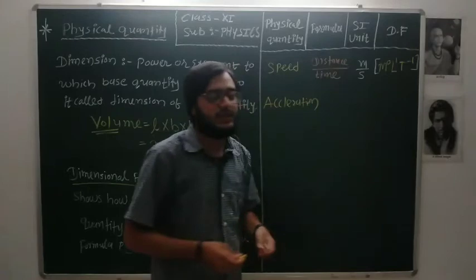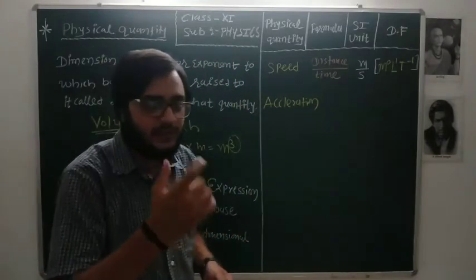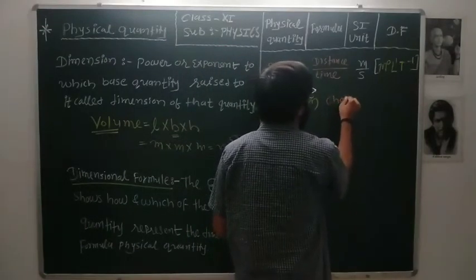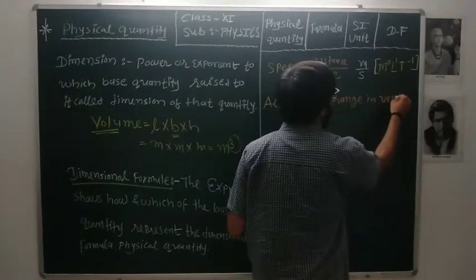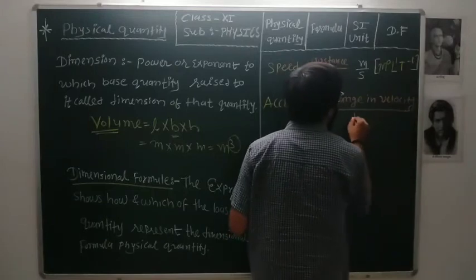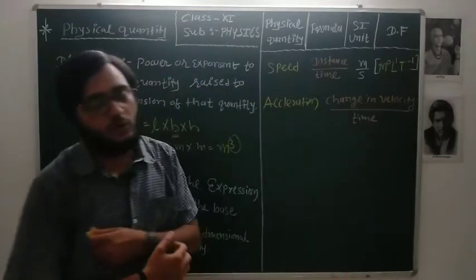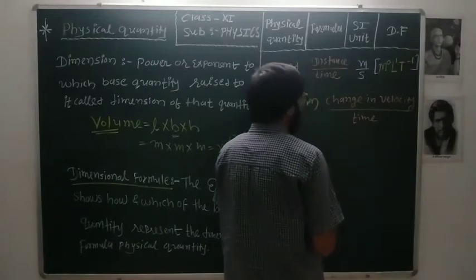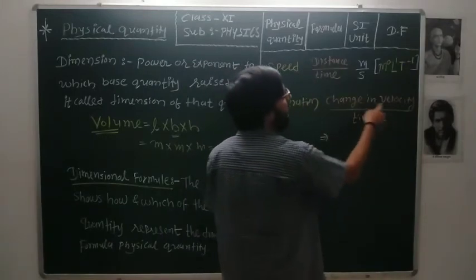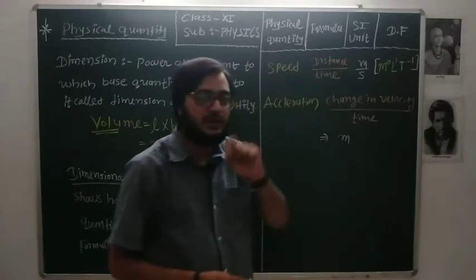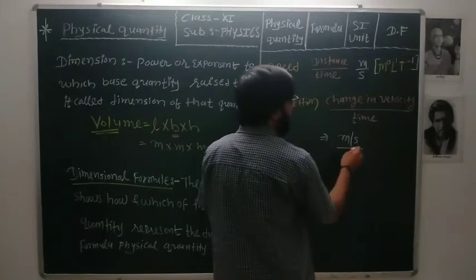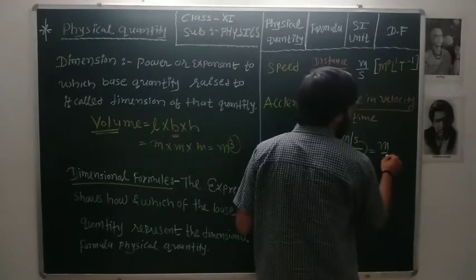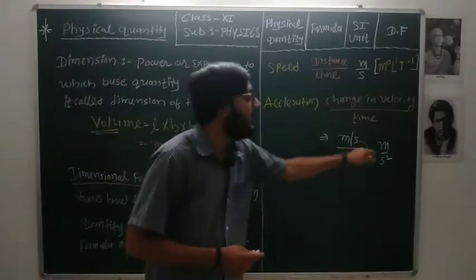Acceleration. We know the acceleration formula: the change in velocity with respect to time, or in unit time, gives the acceleration. The unit of velocity is meter per second. So for the unit of acceleration, the change in velocity is measured in meter per second and time in second, with second going to the denominator. So the SI unit of acceleration is meter per second square.